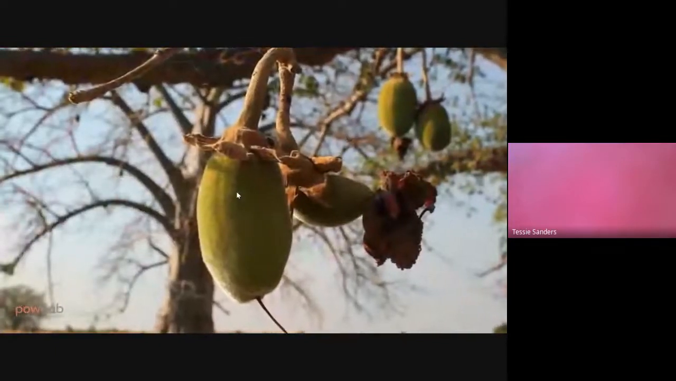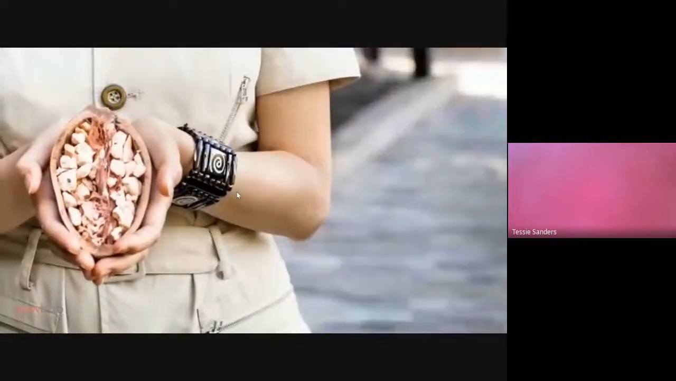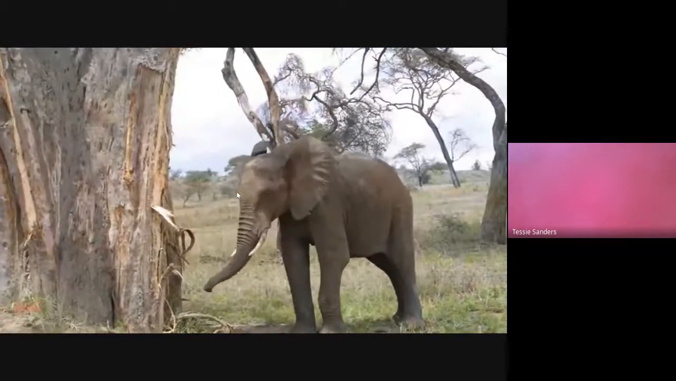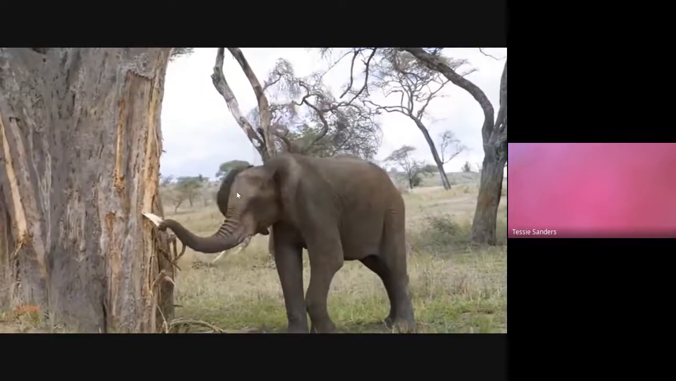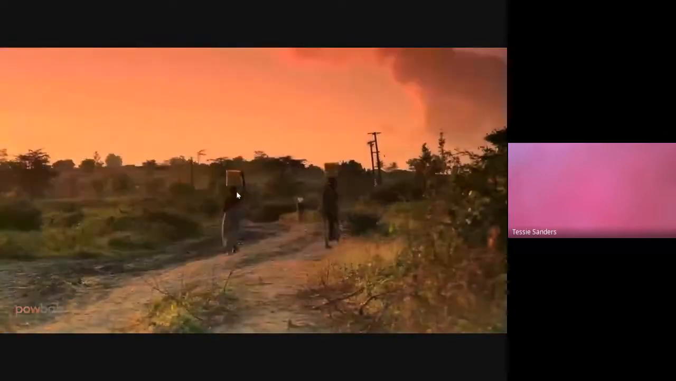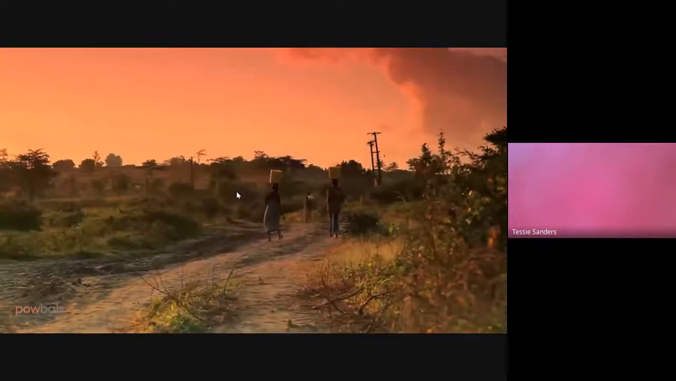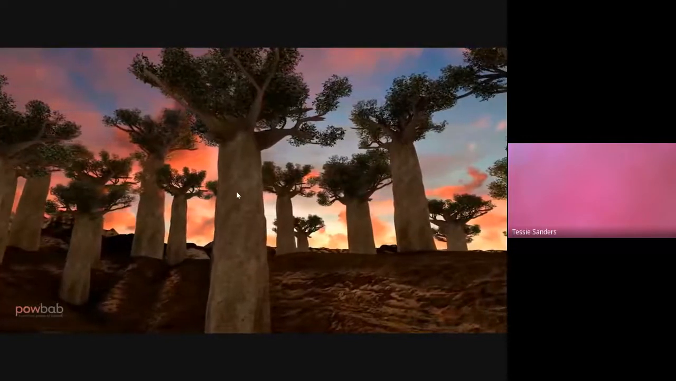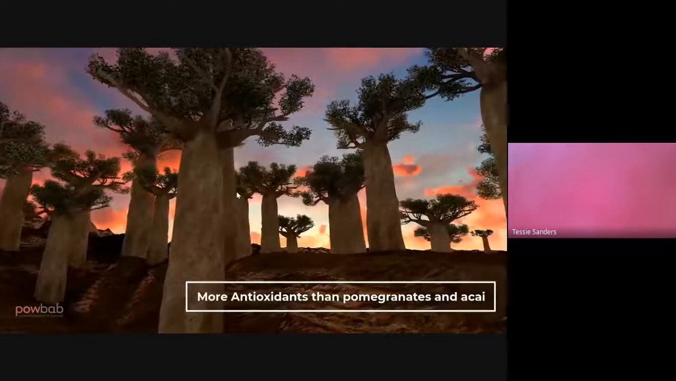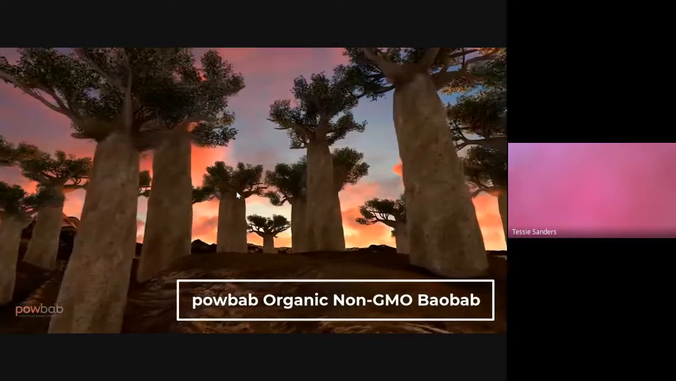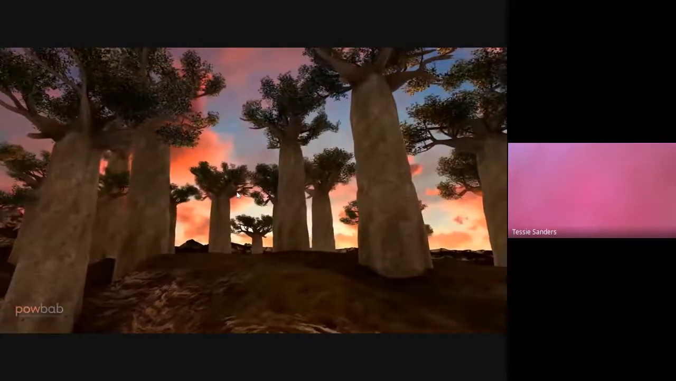The tree produces fruit that ripens into a hard shell. Inside the pod are brown seeds surrounded by pale-colored baobab fruit pulp, a naturally dehydrated powder. Elephants, monkeys, and other animals just love the fruit and the tree. Baobab fruit is vital for life, providing sustenance, nutrition, and economy for local African communities and families. Now, how does baobab benefit you? Baobab fruit is packed with antioxidants, fiber, vitamin C, and electrolytes. In fact, baobab contains 2.5 times more antioxidants than pomegranates and more than acai on a gram-to-gram basis. We at Baobab use organic, non-GMO baobab in our range of superfood products that are good for you, good for your body, and for your family.